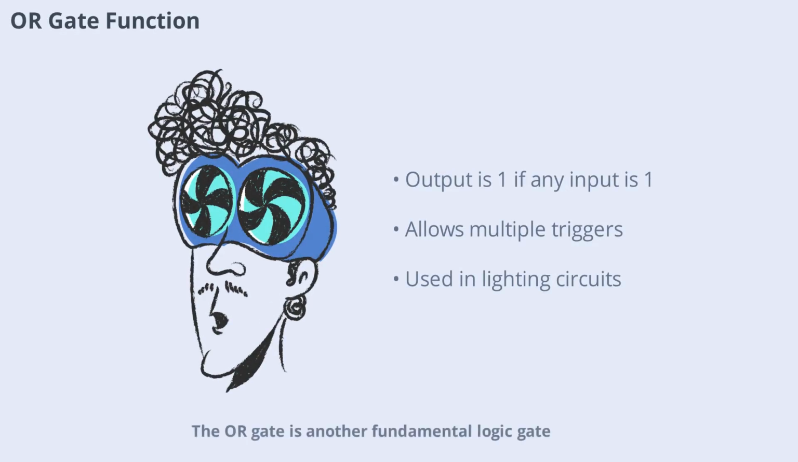The OR gate is another fundamental logic gate. It outputs a 1 if at least one of its inputs is 1. This means that as long as any input is active, the output will be active as well. OR gates are useful in situations where multiple conditions can trigger an action. For example, a room light might turn on if either of two switches is flipped. The OR gate makes sure that the light turns on if any switch is activated.